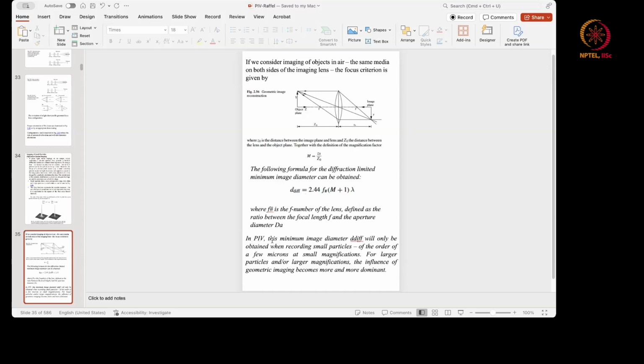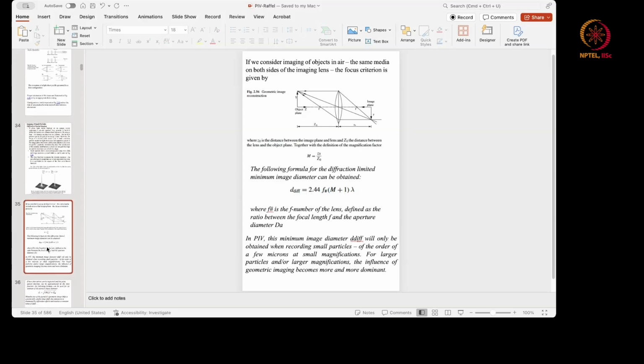In PIV, this will be obtained when recording small particles of the order of a few microns at small magnifications. For larger particles and larger magnifications, the geometric imaging becomes more and more dominant. But this is the minimum image diameter that you are going to get.